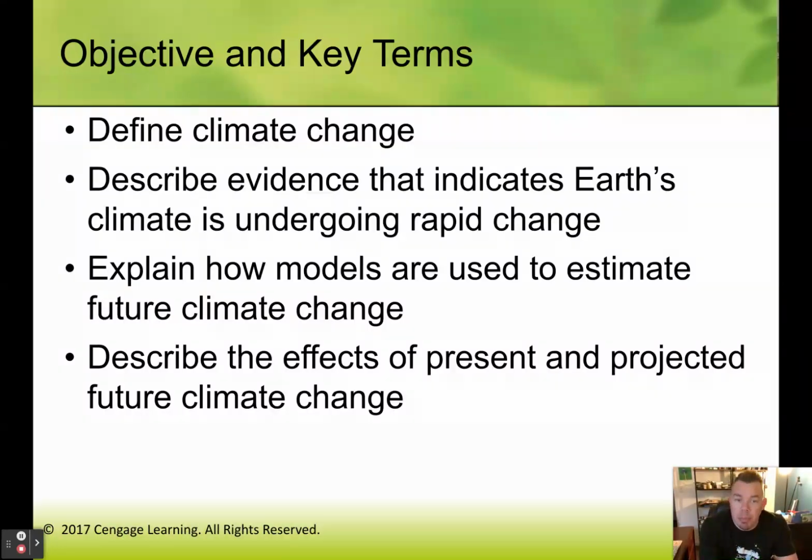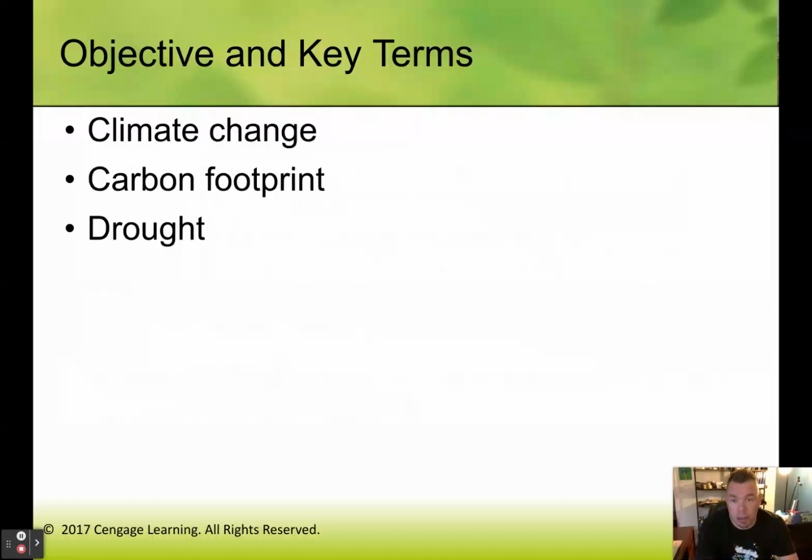16.2. So basically, we're going to talk about climate change, okay? What it is, the evidence for it, the computer models, which are really big supercomputers that deal with this stuff, and the impact of both what we're dealing with right now, which we talked about yesterday, as well as potentially in the next couple of decades, what we're going to really be dealing with.